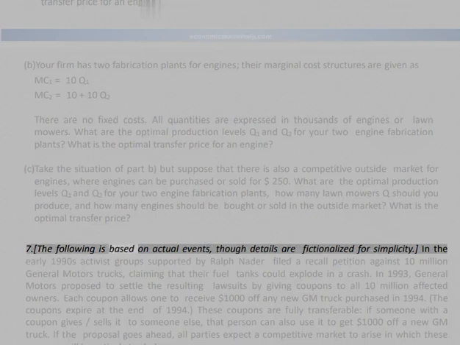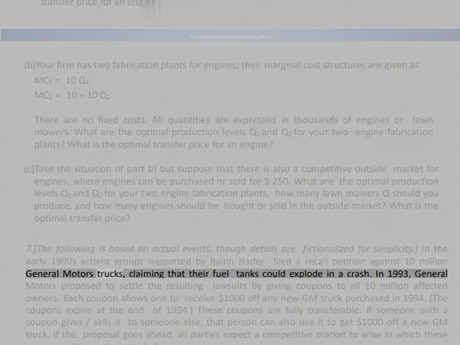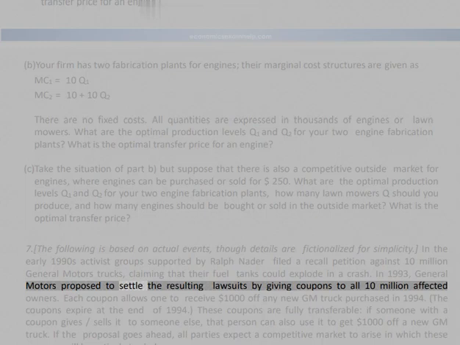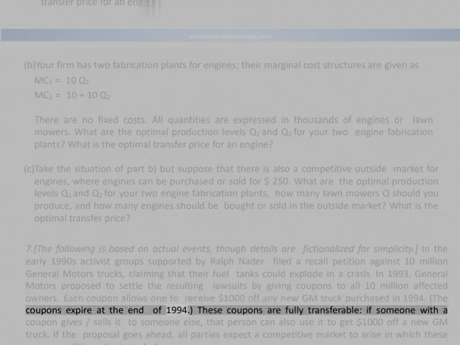7. The following is based on actual events, though details are fictionalized for simplicity. In the early 1990s, activist groups supported by Ralph Nader filed a recall petition against 10 million General Motors trucks, claiming that their fuel tanks could explode in a crash. In 1993, General Motors proposed to settle the resulting lawsuits by giving coupons to all 10 million affected owners. Each coupon allows one to receive $1,000 off any new GM truck purchased in 1994. The coupons expire at the end of 1994.